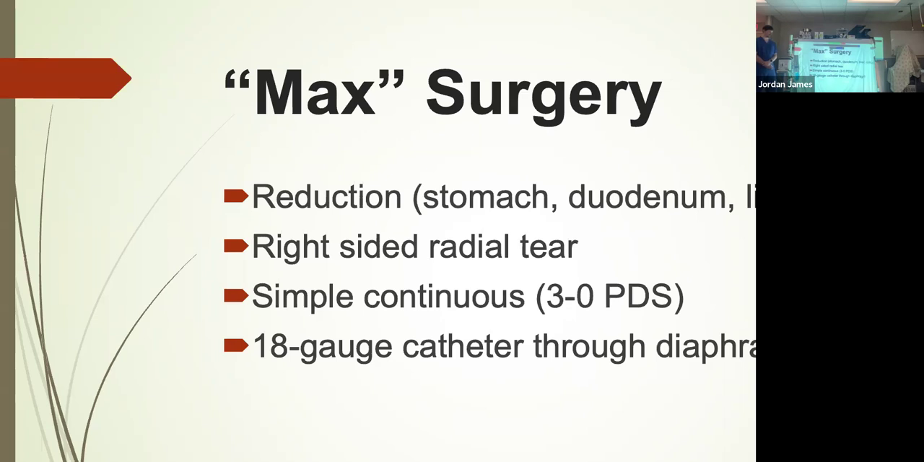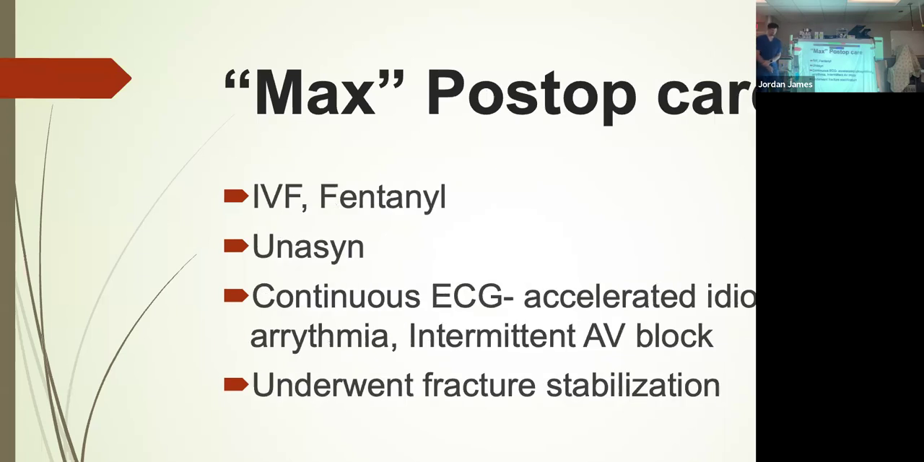And in order to deflate the thorax, we ended up not placing a thoracostomy tube, and we just, after we closed, placed an 18-gauge catheter through the diaphragm, and you can actually use that to provide negative pressure. So it's another option to evacuate air. We placed some IV fluids, fentanyl post-op, some Unison due to those wounds and abrasions, monitored continuous ECG, did have some AIVR, which we didn't treat, and a little bit of AV block, but we noted that post-operatively, and then did eventually have to go over to our orthopedic department for fracture stabilization.